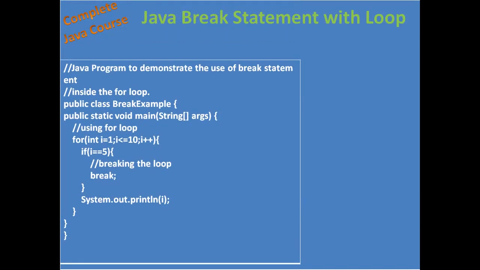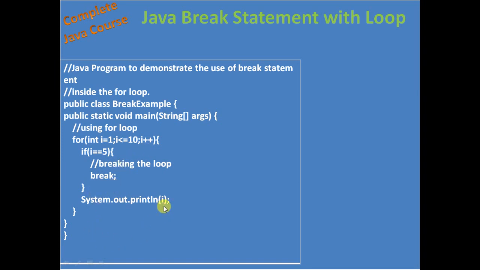So here we will see an example of the break statement. Here we are using a for loop for printing the values 1 to 10. But here we have given a condition: if i value equals 5, then break the loop. So when the condition is matched, it breaks the loop and control comes out from the loop and it will not execute further. And after that we are printing the value of i.